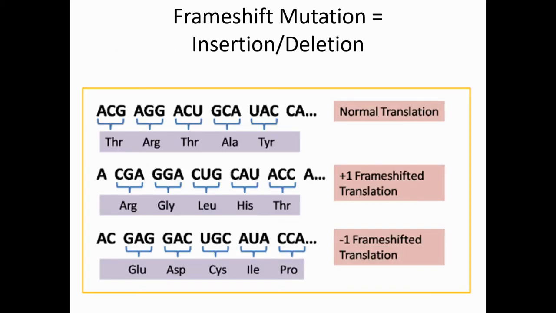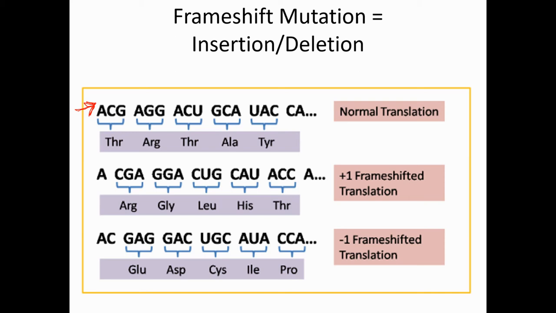Here's a frame shift mutation. So here's our normal strand up top, that's what we start with, ACG, AGG, so on and so forth. Here we inserted, and we get something totally different. We insert a base pair, and it shifts everything. That's why it's called a frame shift, because we've shifted, and now we're off a base. Now we have an extra base, just some random extra base.